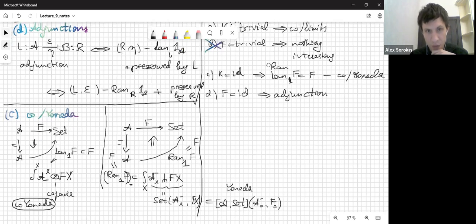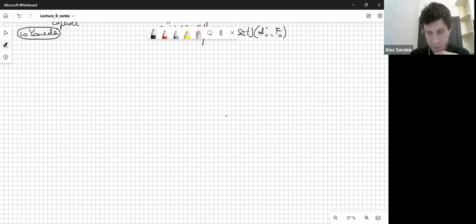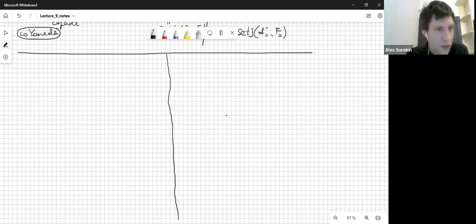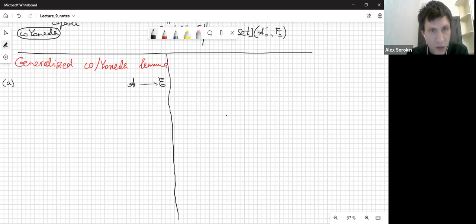Okay, then to finish the story, I will write C prime. It would be a little surprising if I didn't emphasize it, what's the point of it. So this will be called the generalized co-Yoneda lemma. So what does it tell us? Part A. I need to draw a picture. So I'm doing the same story as before, but I'm extending a functor F which lands in an arbitrary category E, not in Set. And there, I will be looking for Lan and Ran for it.